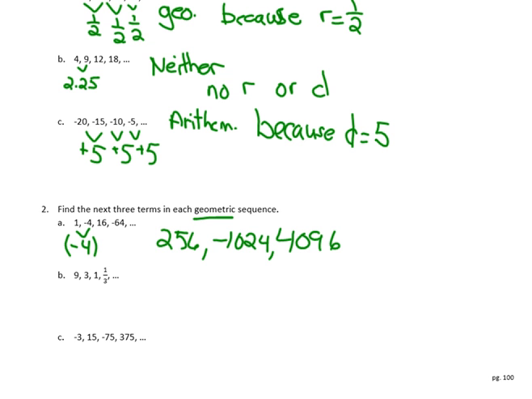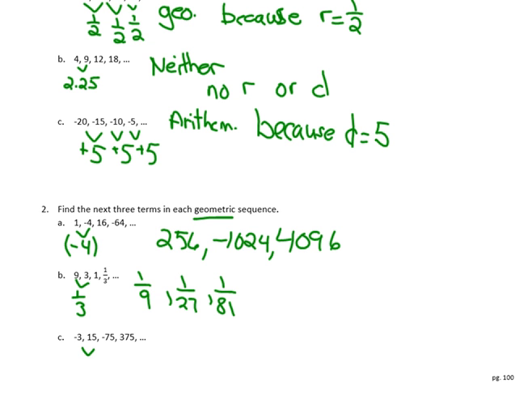All right, in B, to get from 9 to 3, we're multiplying by a third. 3 to 1, we're multiplying by a third. So 1/3 times 1/3 is 1/9. 1/9 times 1/3 is 1/27. And 1/27 times a third is 1/81.